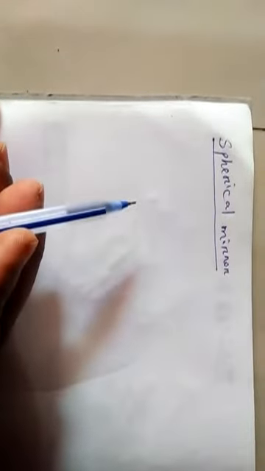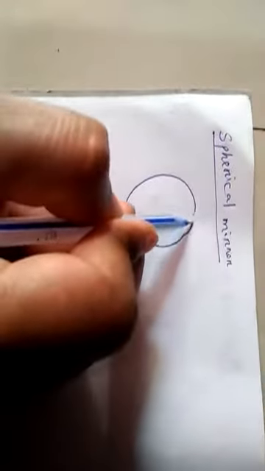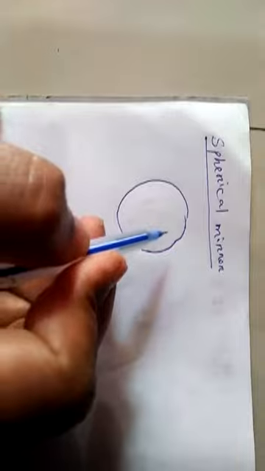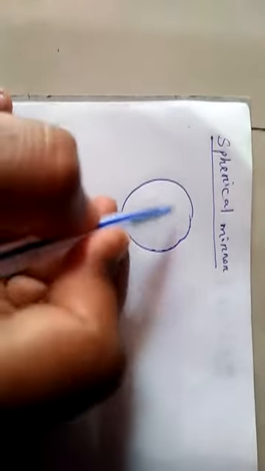We have discussed plane mirror in the last class. Today we'll discuss spherical mirror. Let's know what is spherical mirror. You know sphere? Spherical mirror is a reflecting surface which forms the part of a sphere.